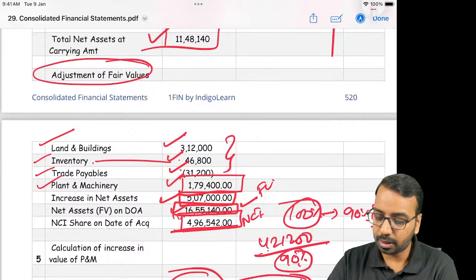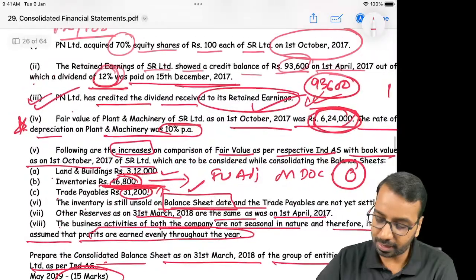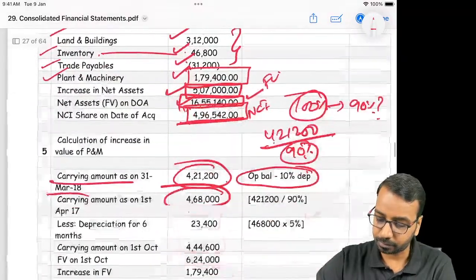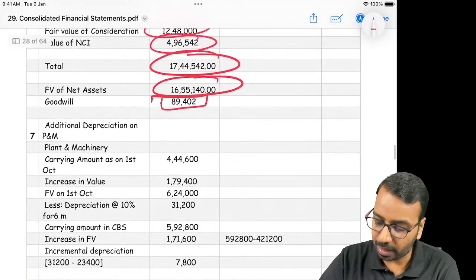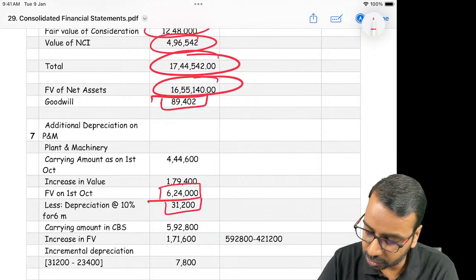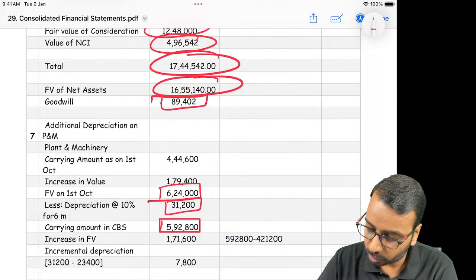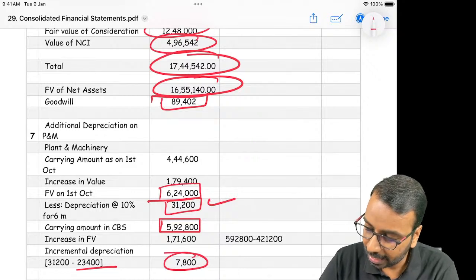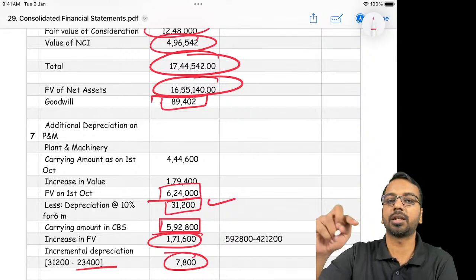Inventory, it is unsold. Land and building, they have not given a breakup. They have just said land and building is 3,12,000, so they have not given a breakup of that. So only depreciation will be on your plant and machinery. So on plant and machinery, the fair value on 1st of October is 624. Depreciation for 6 months is 31,200. Carrying amount is 5,92,800. So incremental depreciation is 31,200 minus 23,400, 7,200, and net increase in fair value is 171,600. This is a very critical adjustment that you have to be careful about.